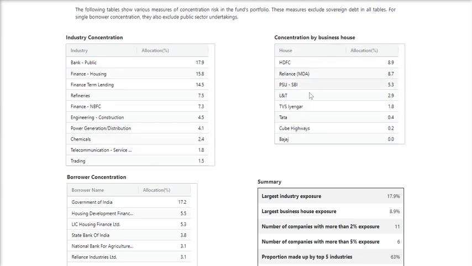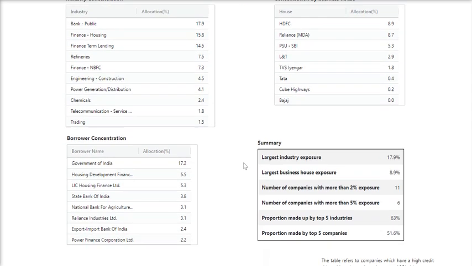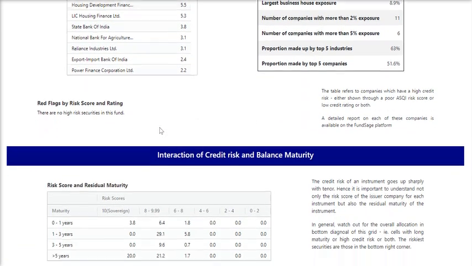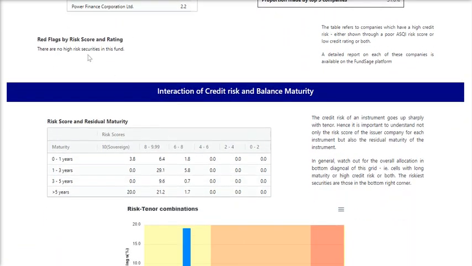Concentration by business house. In this case, none stands out as a problem, but in the past, some houses could have been an area of concern. Borrower concentration, in this case, it's pretty safe at HDFC, LIC Housing Finance, State Bank, etc. And this is summary of concentration measures. Generally, we also show red flags, which are companies with risk scores of below 4 or ratings of C or D. In this case, there are none, so this is empty.